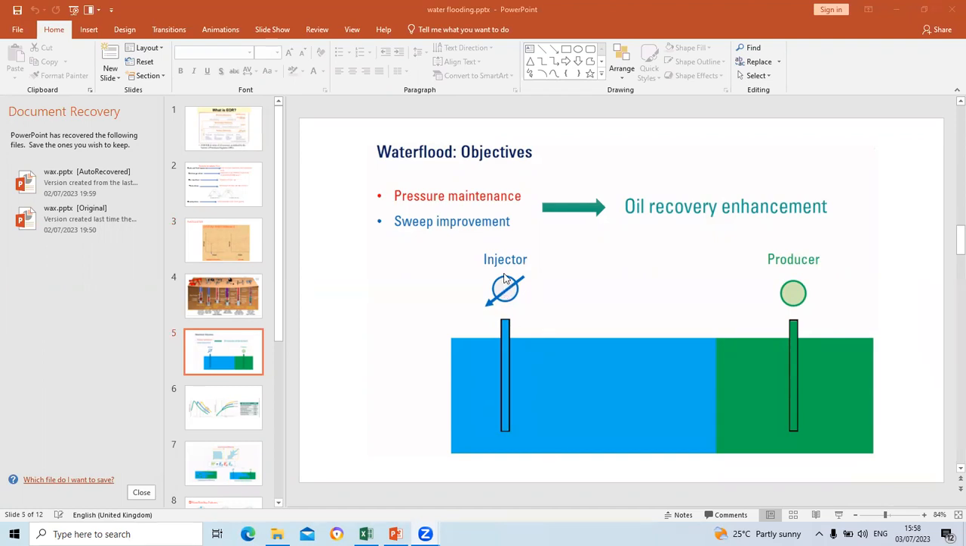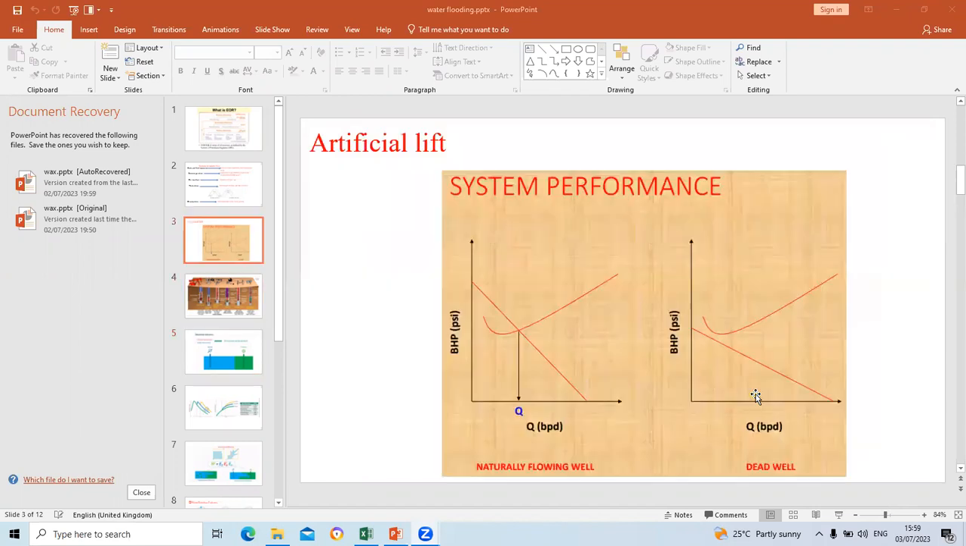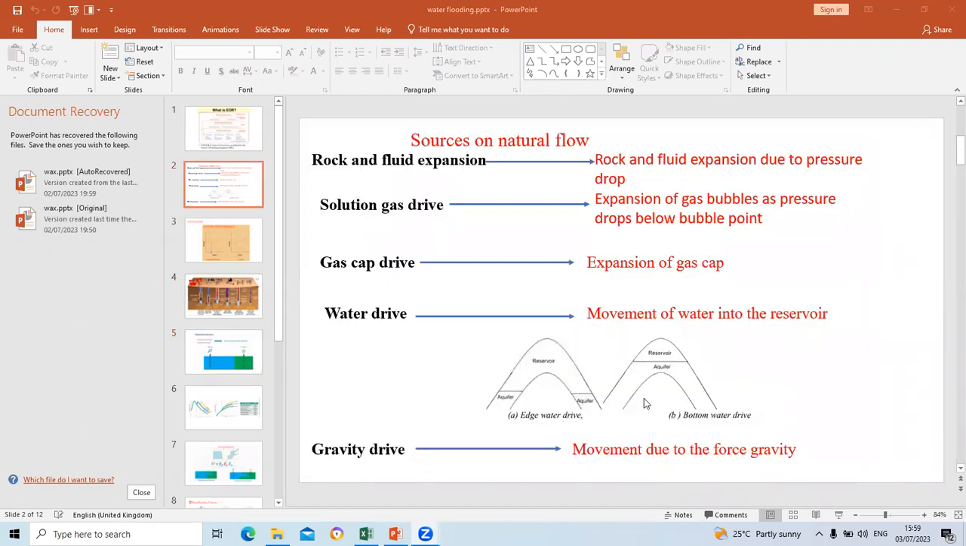In water flooding, we have an injection well and we have a producing well. You inject water in the injection well, and the water gets into the reservoir. As the water is pushing inside at high pressure, it is gradually pushing the fluid away from this particular zone into the producing well.